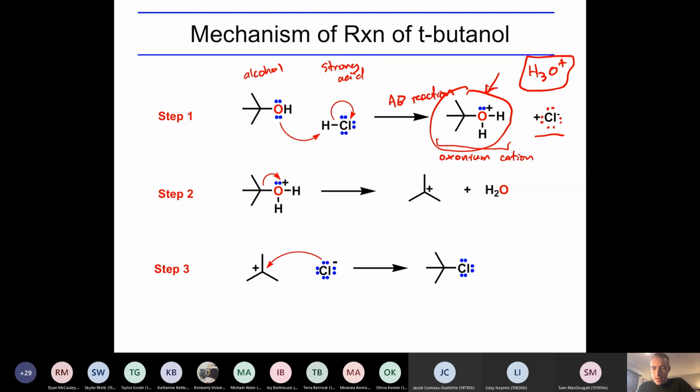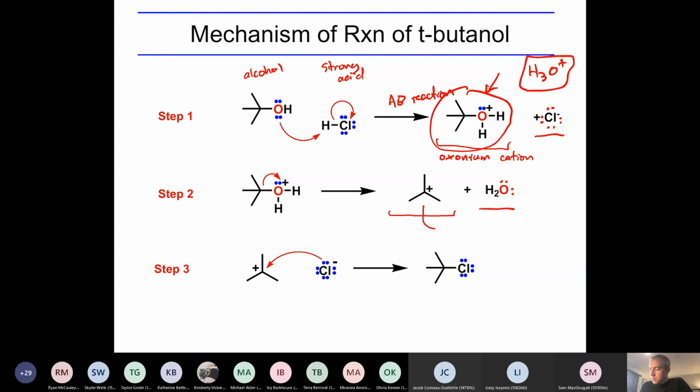Then there's a second step here, which is step 2. Once you make this oxonium cation, what happens is that bond breaks. That carbon-oxygen bond breaks. The electron pair moves onto the oxygen. And the oxygen now has 2 lone pairs, and you have a molecule of water. That leaves behind this thing. And that thing has 3 carbons attached to the central carbon, and the central carbon has a positive charge.